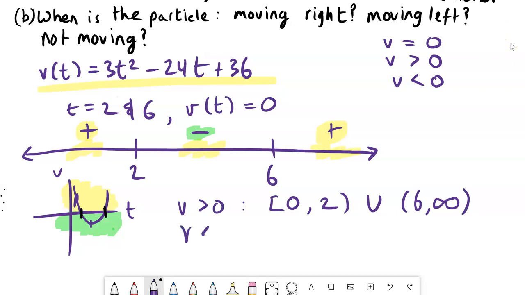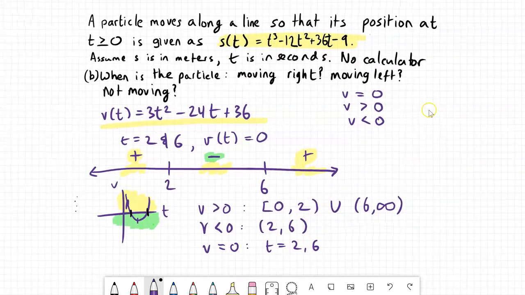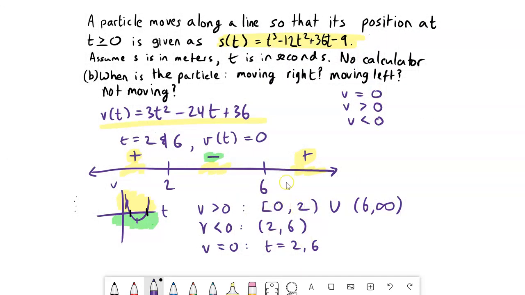So when is v less than 0, right? And that's just the middle section. So it is not negative at 2 or 6, but it's anything between there. And then when is v equals 0? It is v equals 0 at t equals 2, 6, right? So this is definitely one of the problems people don't like, but if you just take your time and look through it, maybe if you go through this process a couple times, it'll make more sense to you, right?